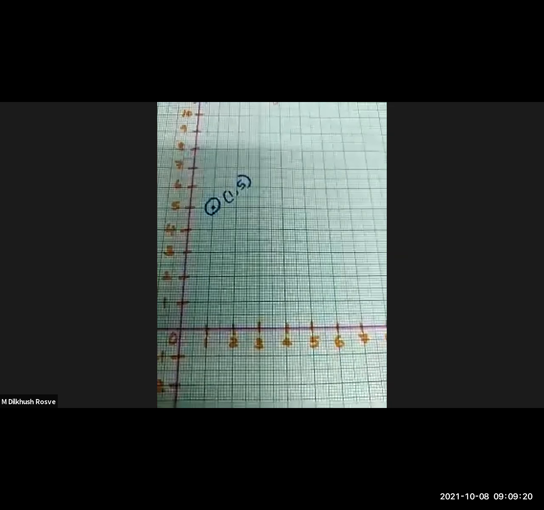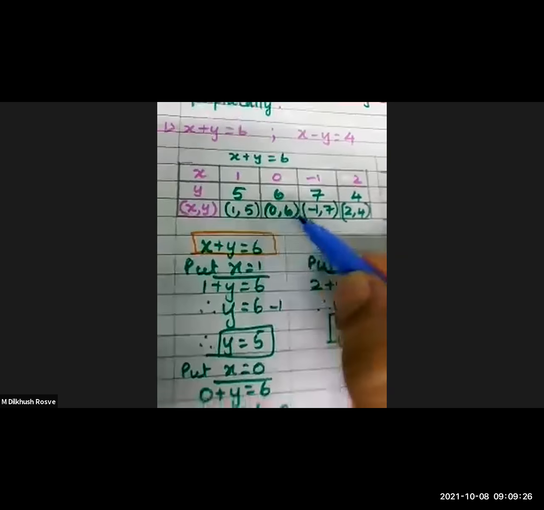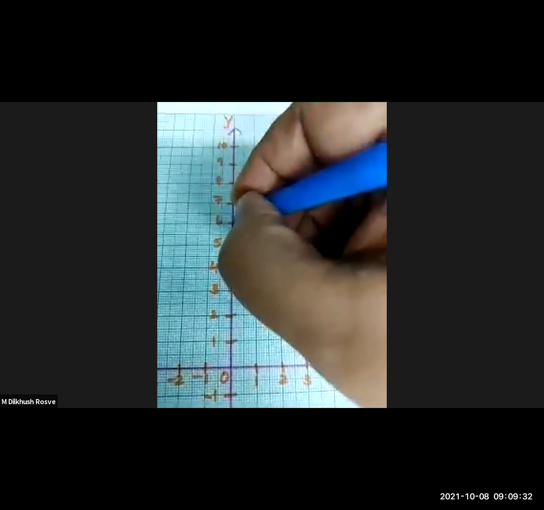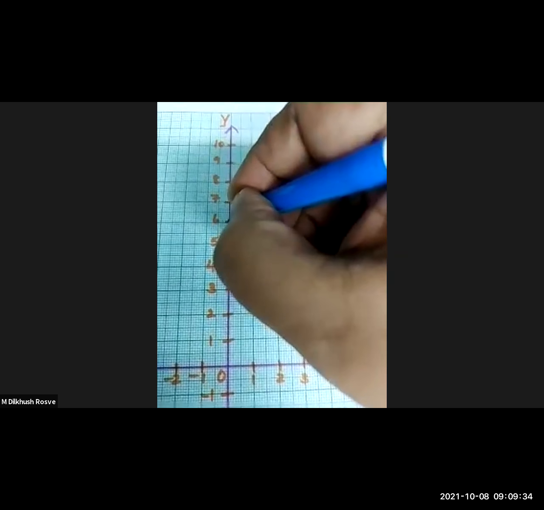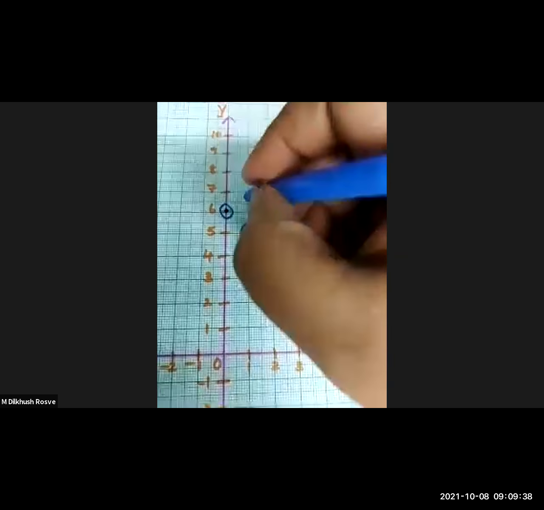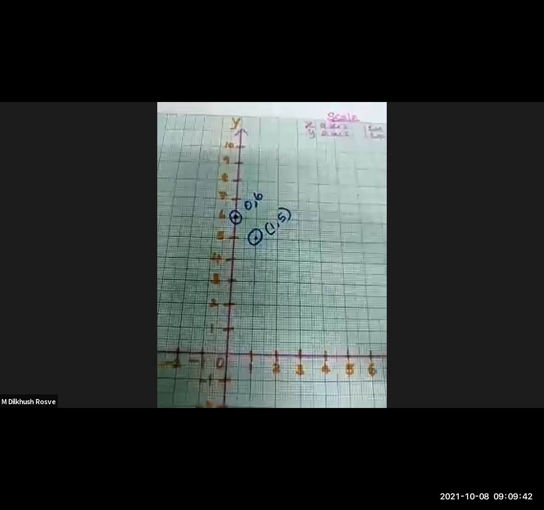And what is the second point? It is 0, 6. So where is 0? Here is 0, and where 6 is, you will get over here. So put the point and highlight that. So you will get here 0, 6. Is it clear, children?